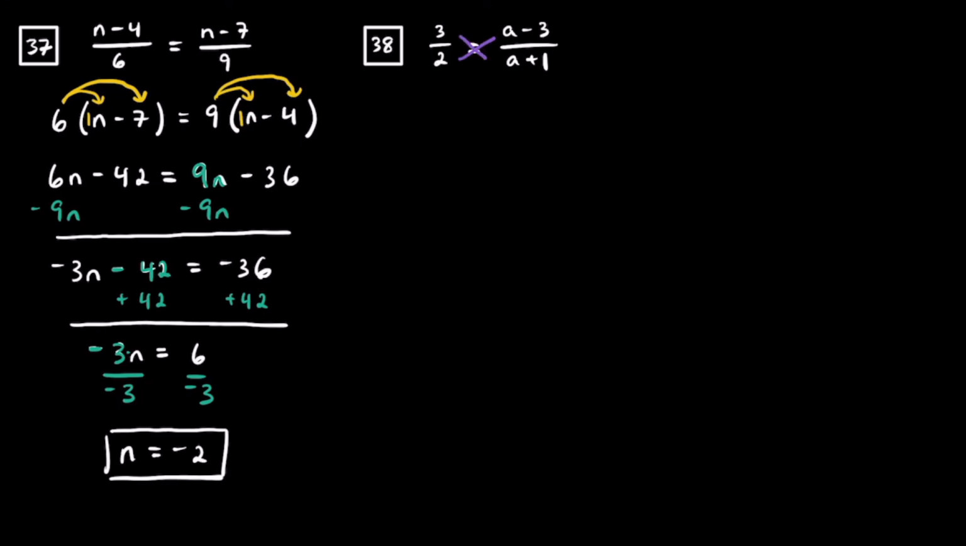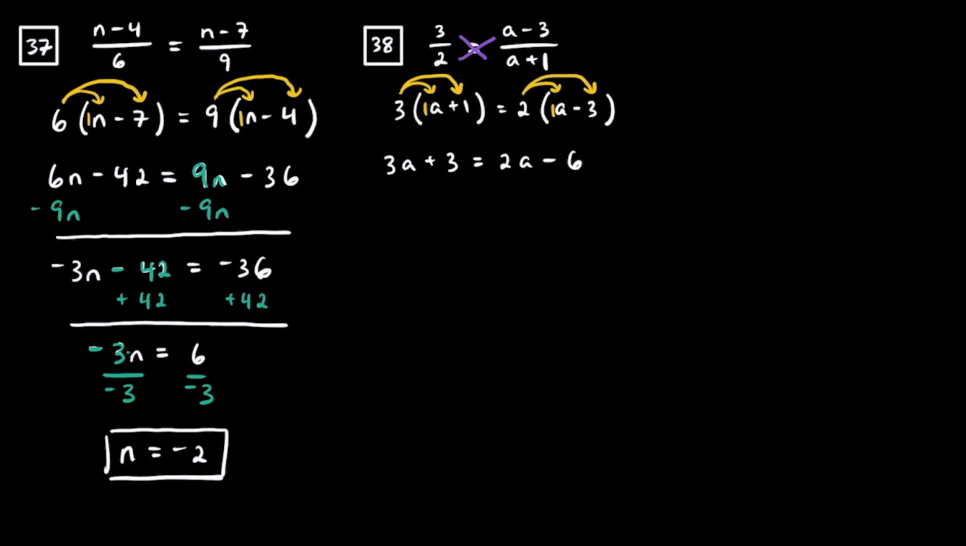So going ahead and multiplying these diagonals, we can write 3 times the quantity of a plus 1 is equal to 2 times the quantity of a minus 3. Going ahead and distributing this 3 to this 1a, or 3 times 1a, and 3 times this positive 1, and multiplying this 2 times this 1a, and then 2 times this negative 3, we can write 3a plus 3 is equal to 2a minus 6.